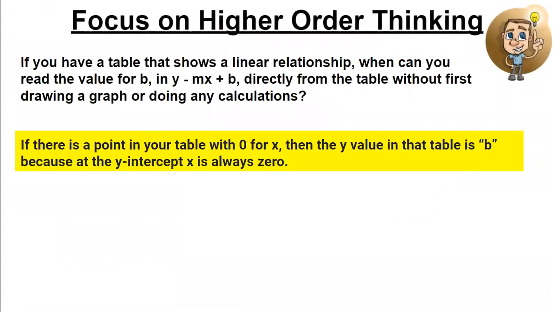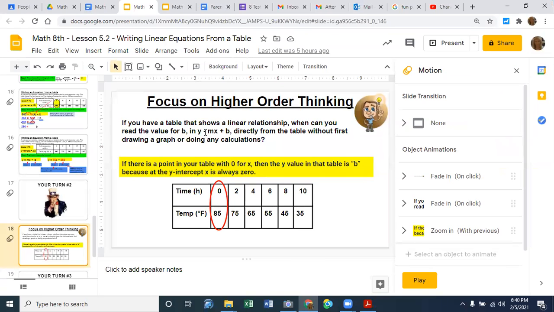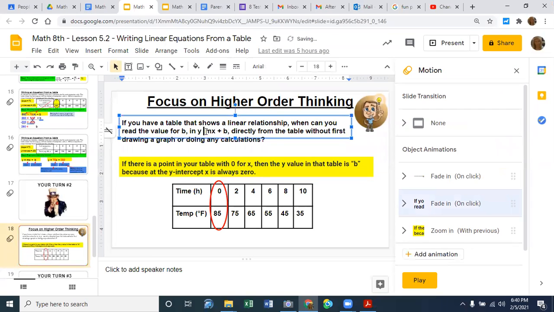Okay, welcome back. Now let's focus on some higher order thinking. If you have a table that shows a linear relationship, when can you read the value for b? It should say, where can you read the value for b in y equals mx plus b, directly from the table without first drawing a graph or doing any calculations? I'm just going to fix this: y equals mx plus b, and this should say where.